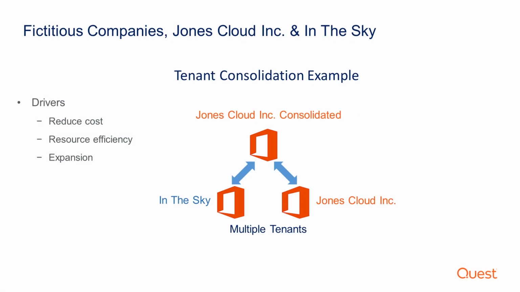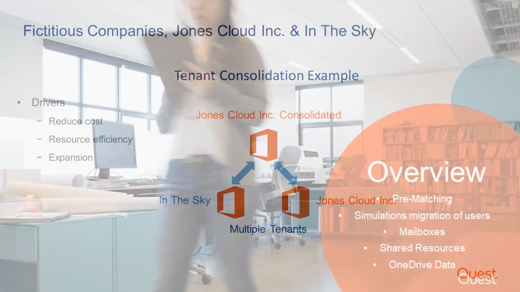Jones Cloud Incorporated has acquired a new company with Office 365 tenants called In the Sky. They need to merge the acquired tenant into their primary tenant to reduce costs and resource fragmentation as their company expands. Some of the acquired companies have users with the same or similar account names, so they need to ensure that these users are accommodated properly without data or attributes getting mixed up with pre-existing target users with similar logon names. On-demand migration addresses this need and allows simultaneous migration of users, mailboxes, and shared resources swiftly and effectively from multiple tenants into one.